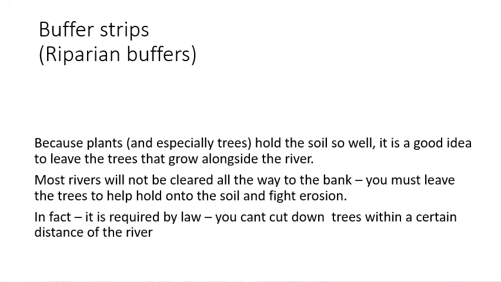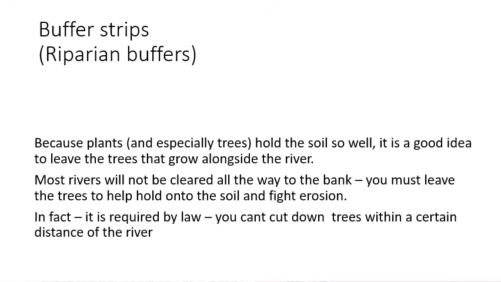Now, we know plants do a great job of holding onto the soil, especially trees. It's a good idea to leave trees and plants alongside rivers, because rivers are where the water is moving and where you're going to have water that's going to pick up sediments and cause erosion. So because of this, most rivers are not cleared all the way to their bank. You got to leave some trees along the river bank, otherwise you're going to have erosion going out of control.